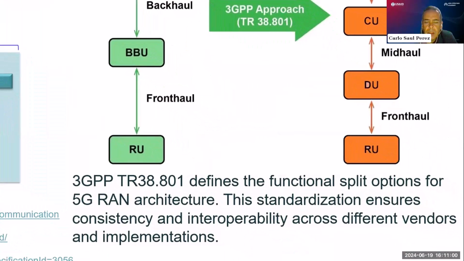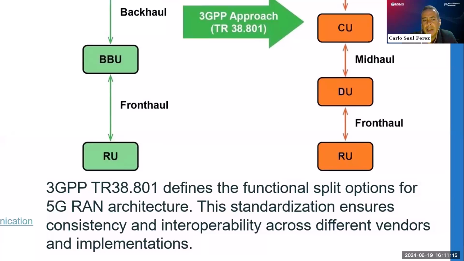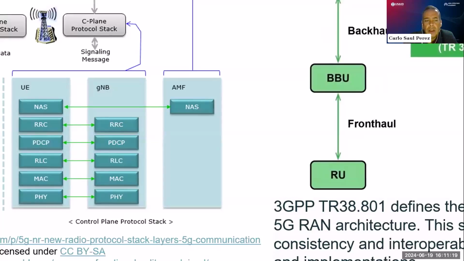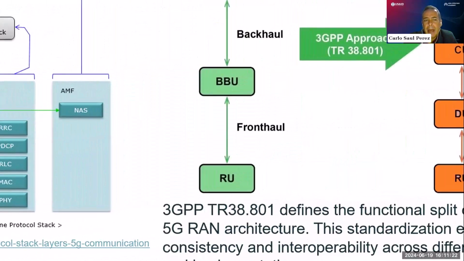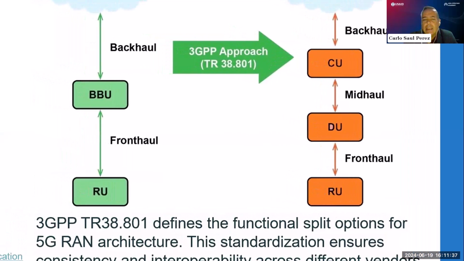Here, one of the most interesting standards from the 3GPP is TR 38.801, because it defines the functional split for the 5G RAN architecture. Using all of this stack, the functional split allows us to divide the traditional baseband into two main components called the CU and the DU, connected by something called midhaul. This comes from the 3GPP specification, is used by the traditional gNodeB, and is also used on the Open RAN side using the Open RAN specifications that we will see in the following slides.